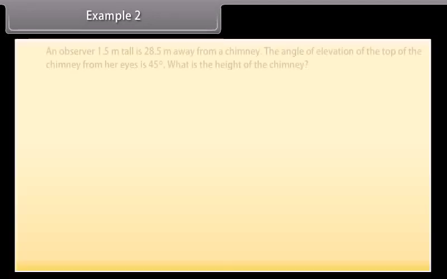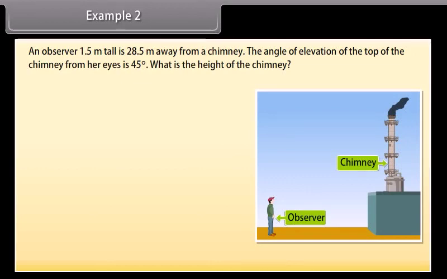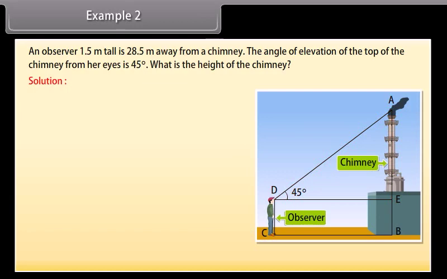Example 2. An observer 1.5 meter tall is 28.5 meter away from a chimney. The angle of elevation of the top of the chimney from his eyes is 45 degrees. What is the height of the chimney? Solution. Here AB is the chimney, CD the observer, and angle ADE is the angle of elevation.